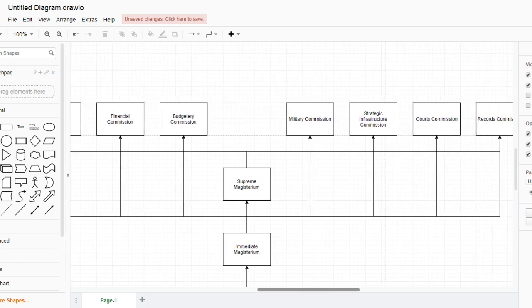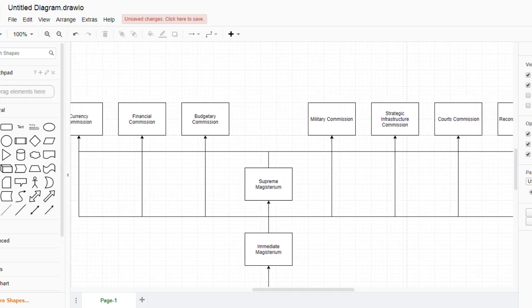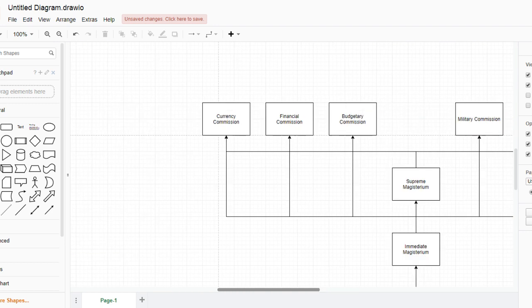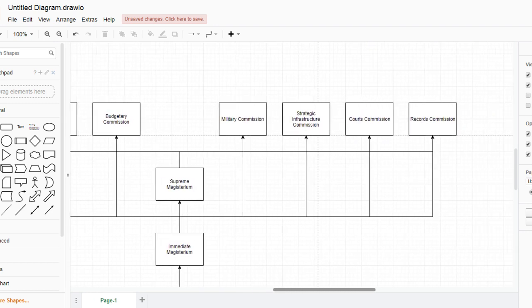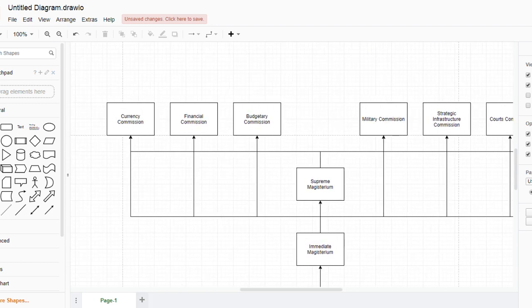Now, let me think. Was there some other commission that I missed? I do not believe that there was. Did I just minimize? I don't think I should have. Okay. So, I do not believe that there is another commission that I missed here. But there you go. There's an org chart of the government in a rough manner.